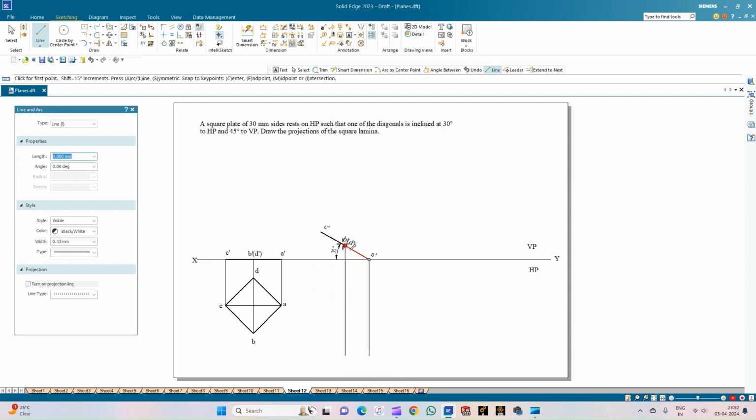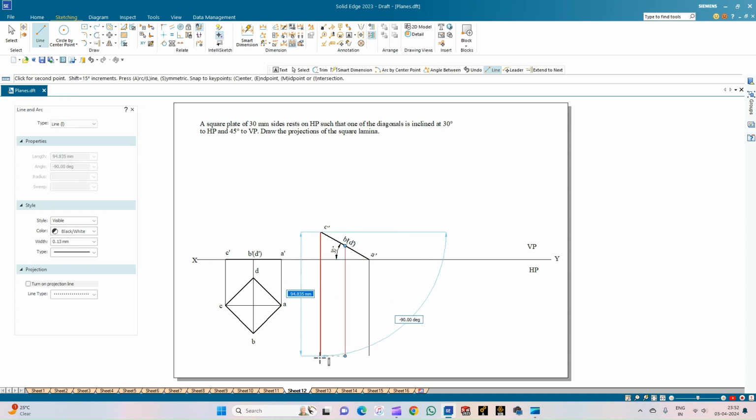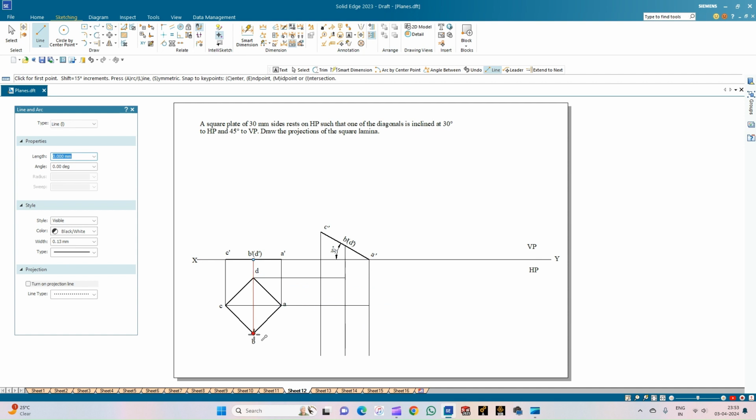So if it was a continuous line, we would not get this point. So that is the reason why we should make it as a discontinuous line. So now we will draw the projectors from D. So it has to intersect here, and projector from C and A. So it has to reach here, and also the projector from B has to meet the projection of B, and then we will complete the top view of the square lamina.